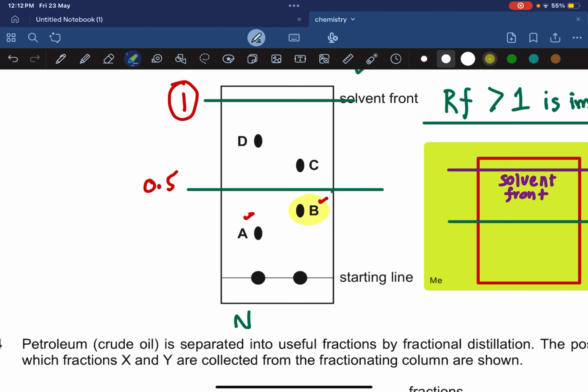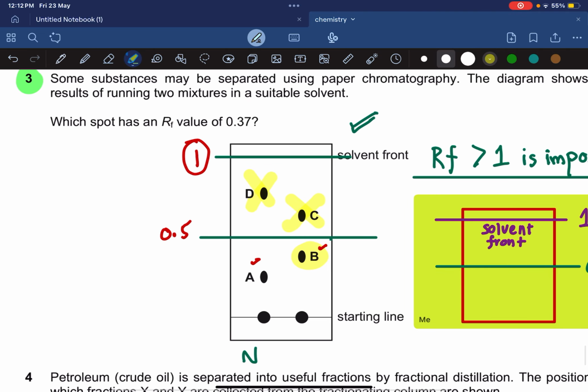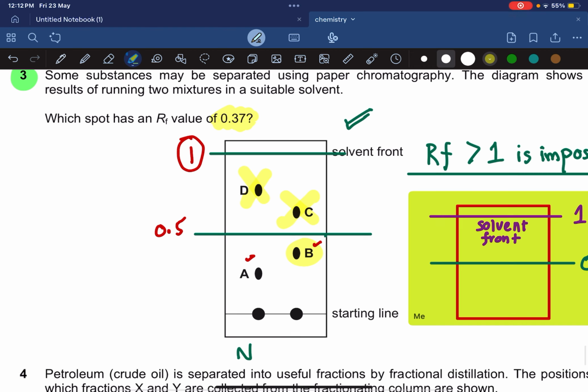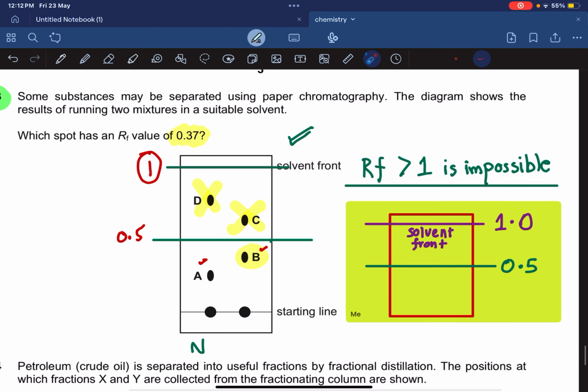Okay? You have to judge by it. You first had to eliminate these two because you don't have time to calculate for all. You just have to use your cognitive skills that, look, 0.37 means that it's going to be below the half, okay? Because half is 0.5 and more than one RF value is impossible to reach. So this was the key concept over here that you had to understand.